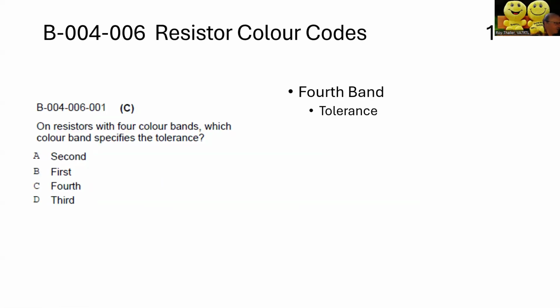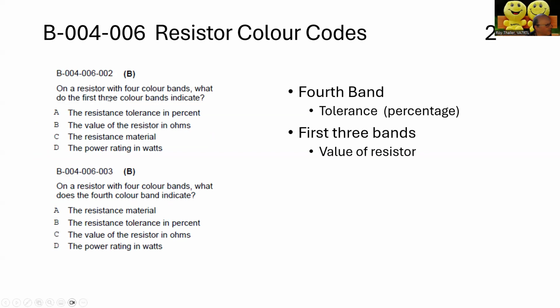Now we get into resistor color codes. Generally, resistors have 4 color bands. So the last band, or the fourth band, is usually the tolerance. So C is the correct answer. On a resistor with 4 color bands, what do the first 3 color bands indicate? So that would be the value of the resistor in ohms. So B is the correct answer.